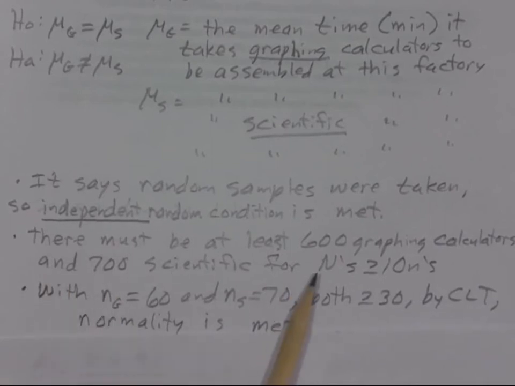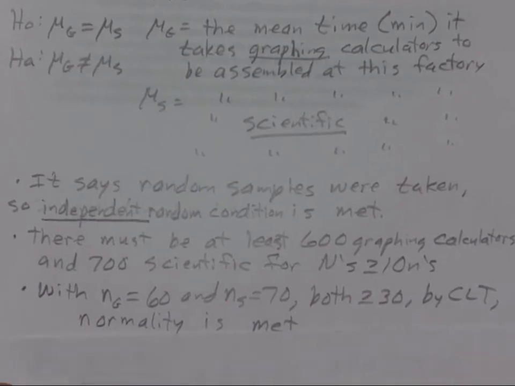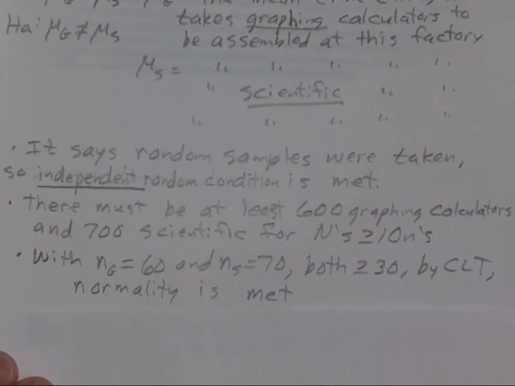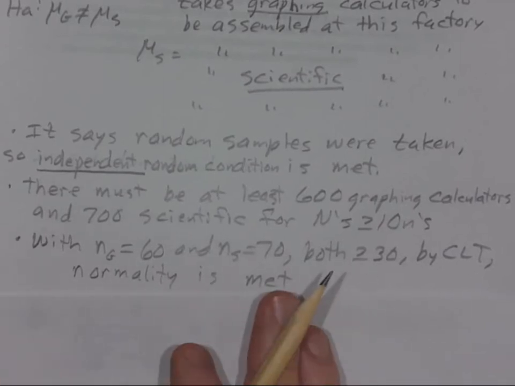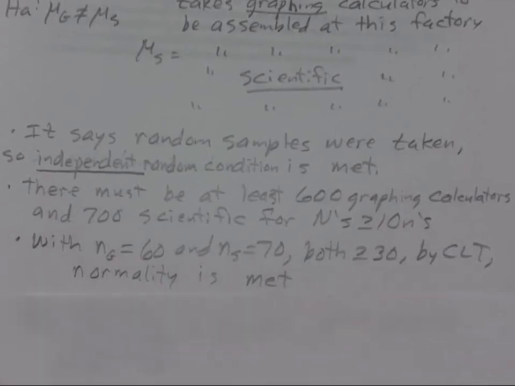There must be at least 600 graphing calculators and 700 scientific for our population size, at least 10 times their sample sizes, because we're not using replacement here. And then lastly, both sample sizes are bigger than 30, thus by the central limit theorem normality is met. But the same thing applies here: if they're less than 30, you'd look at whether it says they vary normally. If it does, you can say normality is met, or you graph both of the samples, and both of the samples have to have no outliers nor strong skewness in order for normality to be reasonable.